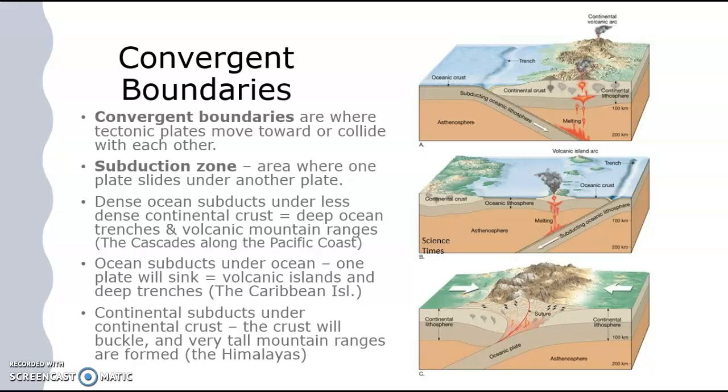So one of those plates will just sink underneath the other. And this is how volcanic islands and deep trenches are formed. Think the Caribbean islands. And then my last example here is the continental crust subducting under a continental crust. So the crust will buckle and it'll turn almost vertical, and very tall mountain ranges are formed, like the Himalayas of Asia.